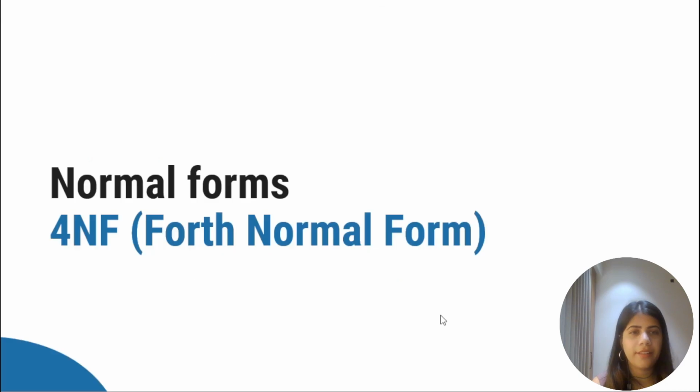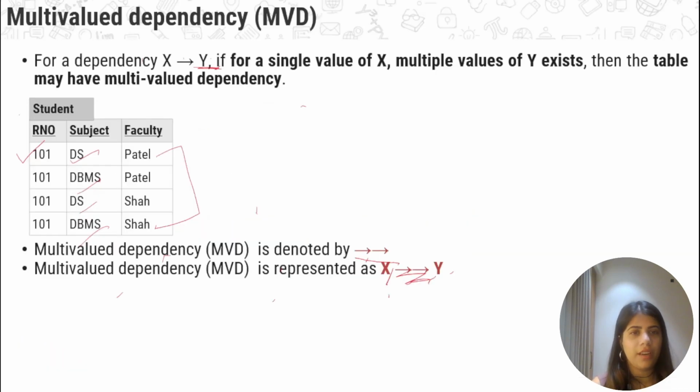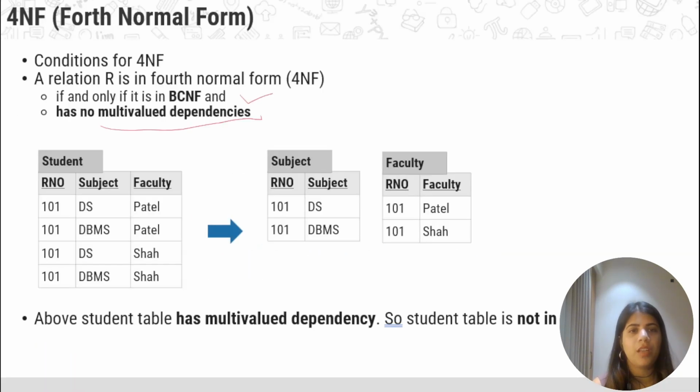Now let's understand the next one, which is 4NF, fourth normal form. The conditions for this are that the relation has to be in BCNF and it cannot have multi-value dependencies like we saw in the previous table. There are multi-value dependencies over here. So let's see the same student table. Roll number 101 has multi-valued subjects and multi-valued faculty. We can decompose this into two tables, subject and faculty separately. So the above student table has a multi-valued dependency, so the student table is not in 4NF.